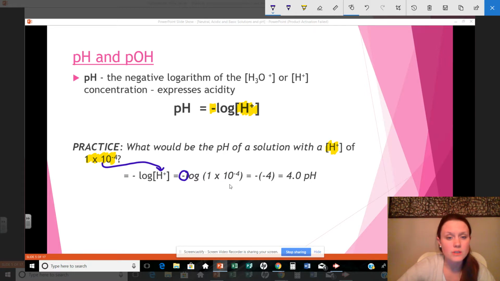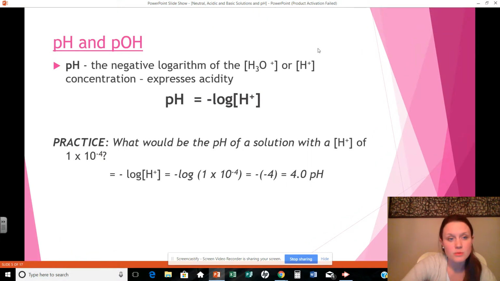When you do that, what you'll find is that the pH of a solution that has a hydrogen ion concentration of 1 times 10 to the negative fourth gives you a pH of 4. This formula up here is an important one. You're going to want to make sure you memorize that one. You need to know that the pH of a solution is the negative log of the hydrogen concentration.